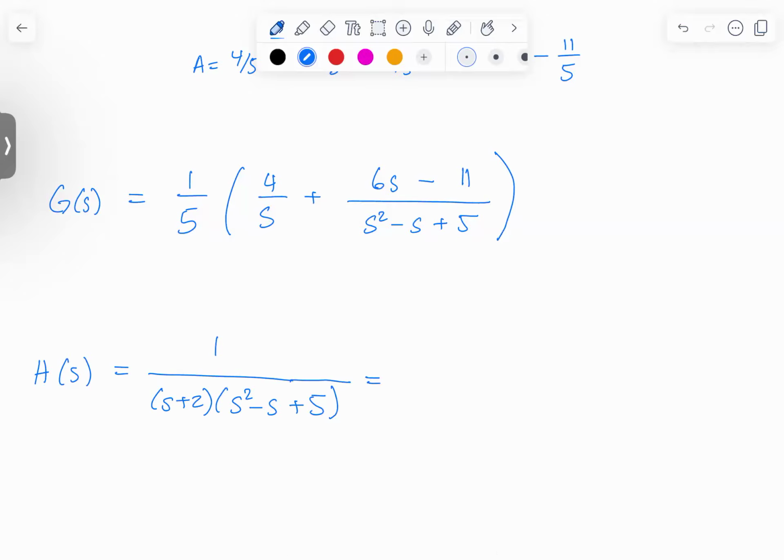Again, make sure at least we practice. What does this partial fraction become? A over s plus two, then bs plus c over that.